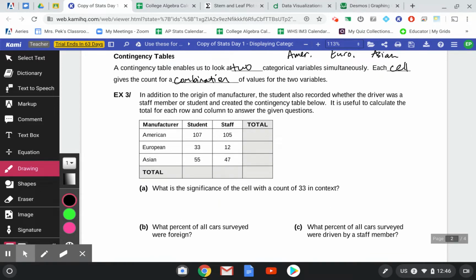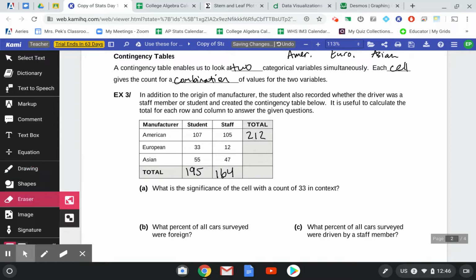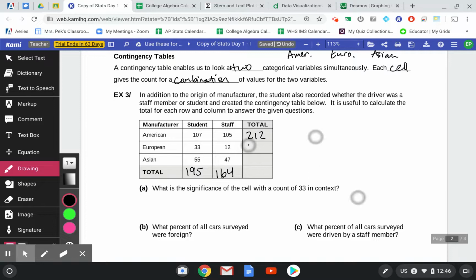So the first thing we want to do before diving into the math is add up all the totals. So there are 195 total students. There's 164 total staff member cars. And then these totals should be the same as they were before. So 212 American cars, 45 European cars, and 102 Asian cars. If I add up all the way down or all the way across, I should get 359 total cars. So this is like the total.